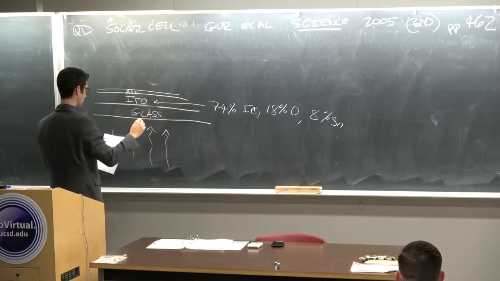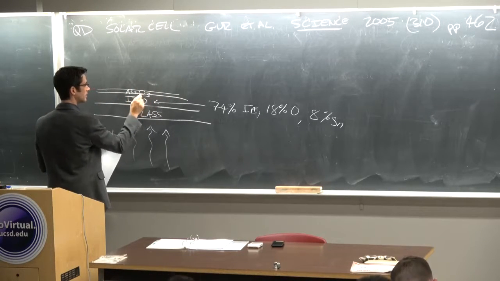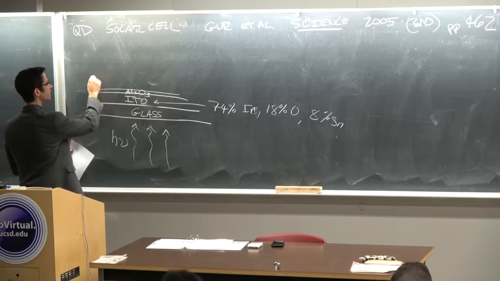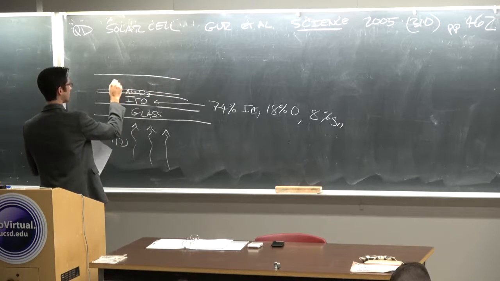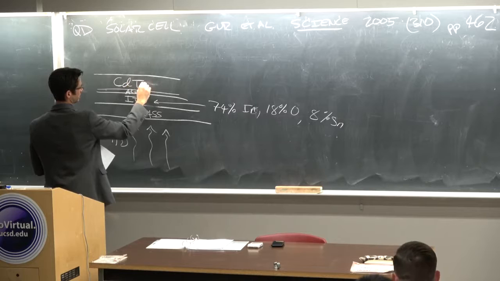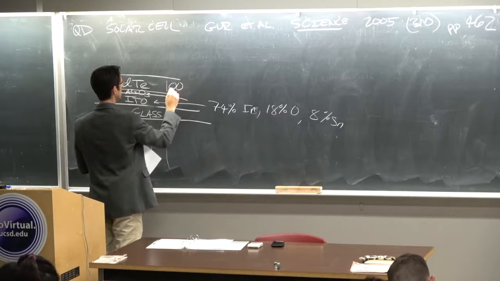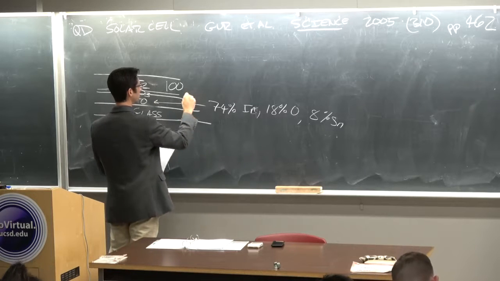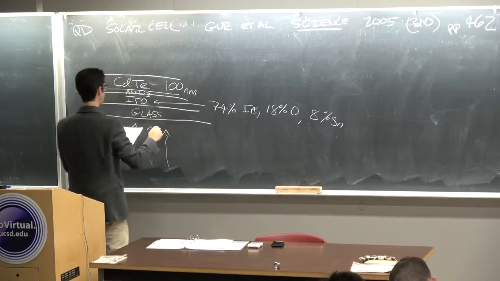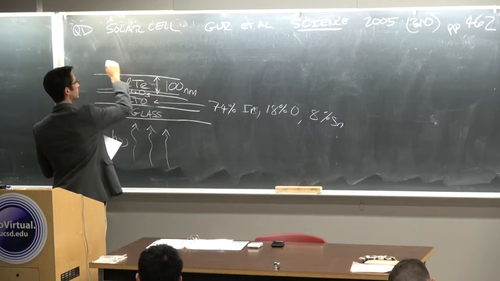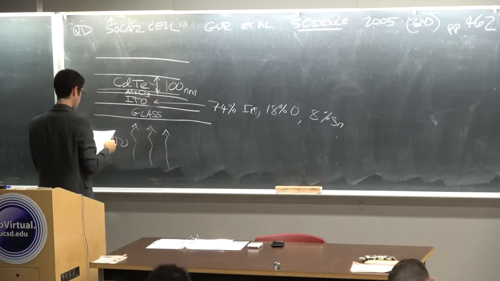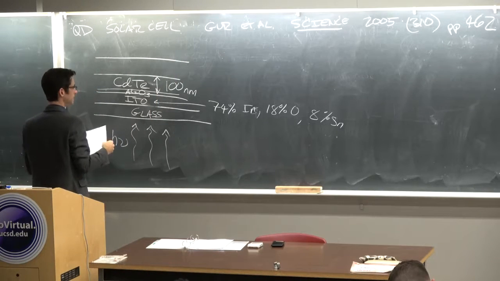This is used ubiquitously in optoelectronic devices. Then you have a really thin layer of Al2O3. Then you have your quantum dots, your semiconductor nanocrystals. You have cadmium telluride nanocrystals, 100 nanometers thick layer.